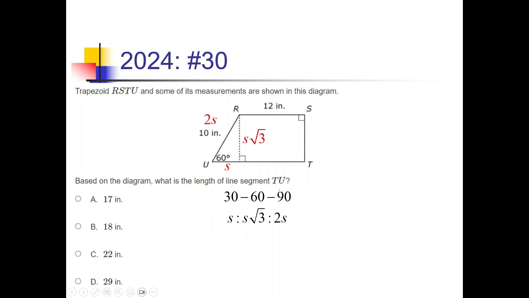Now, since the 2S side happens to be 10 inches, I can write 2S equals 10, which allows me to solve for S by dividing by 2, so I have S equals 5. Which means that this base of the triangle that I really needed turns out to be 5 inches. Now that leaves this other little piece here that I need in order to get this whole UT side. So it turns out this quadrilateral is a rectangle.